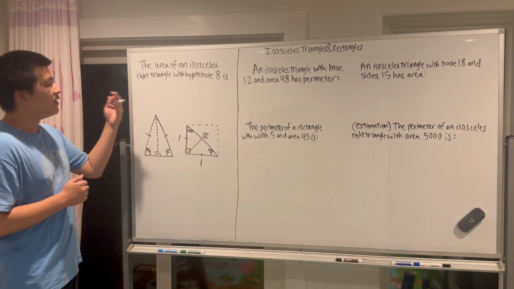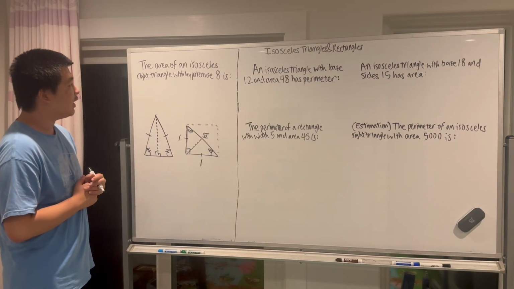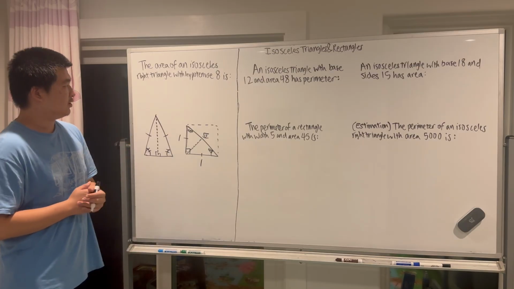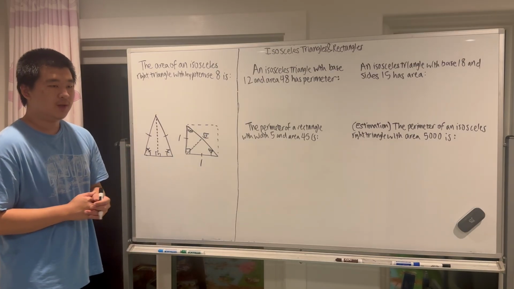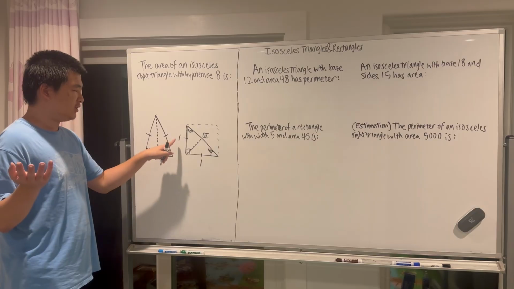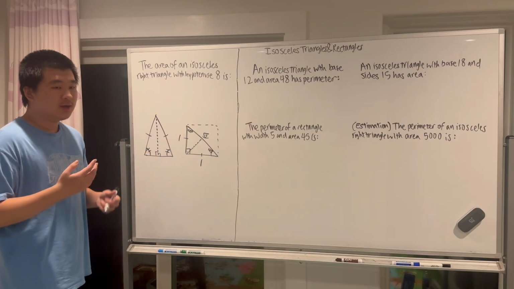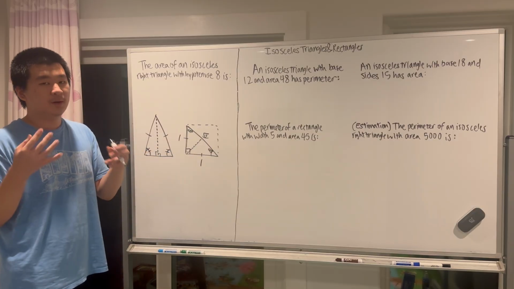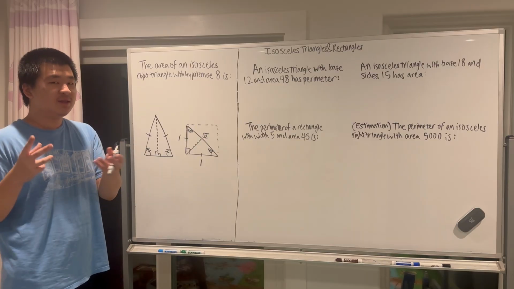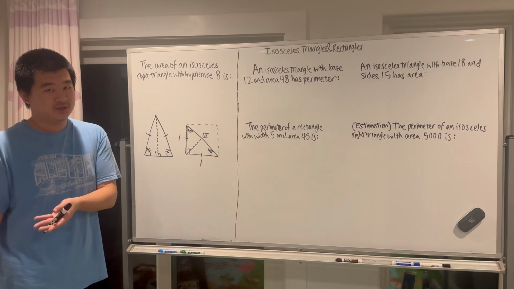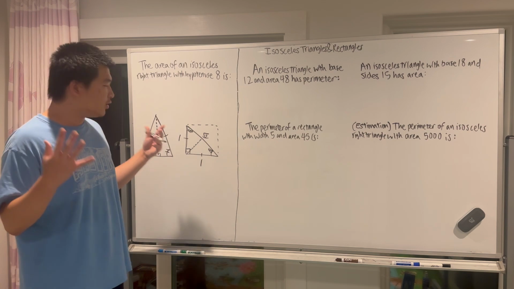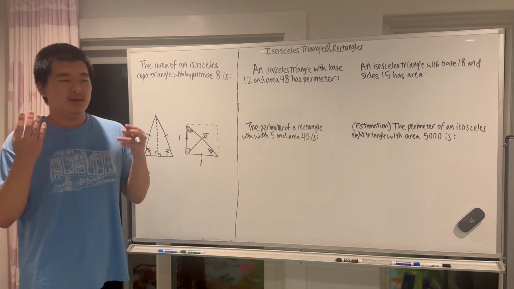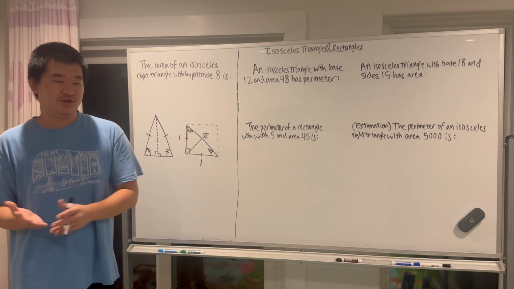So the first problem is about an isosceles right triangle, and it asks, what is the area of an isosceles right triangle with a hypotenuse length of 8? Now what you need to know here is basically the side length ratios. Now if you remember our previous video where we talked about scaling up triangles, that is basically the idea of similar triangles. I'm just not saying the word similar, but basically if two triangles are shaped the same, their sides will be in a constant ratio.